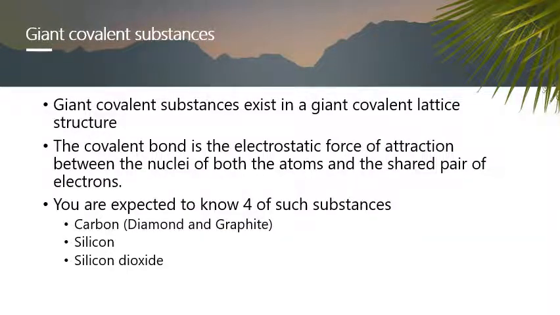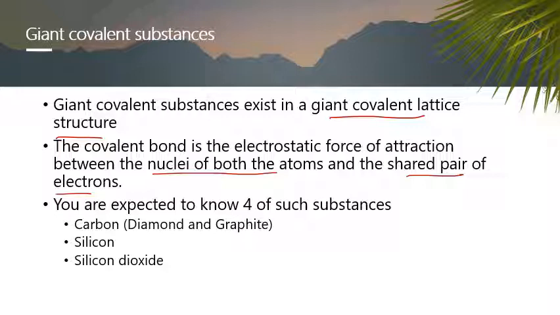Let's first look at the giant covalent substances. So what is their structure? Well, they exist as giant covalent lattice structure. And the covalent bond is the electrostatic force of attraction between the positive nuclei of both atoms and the negative shared pair of electrons. So this definition for covalent bond is independent of whether it's giant or a simple covalent molecule as well.